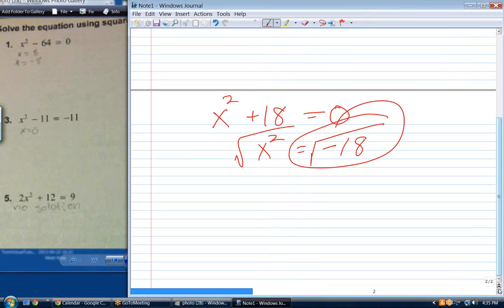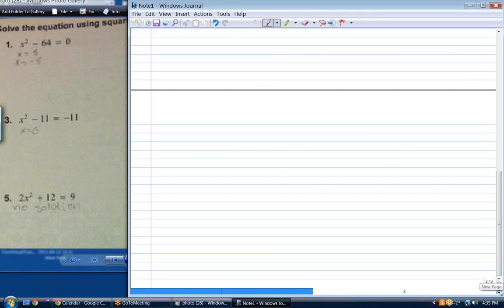Let's go down one here. X squared minus 11 equals minus 11. First step? Plus 11. Right. In other words, the first step is to try to isolate this as best we can. And we do that by adding 11 to both sides.